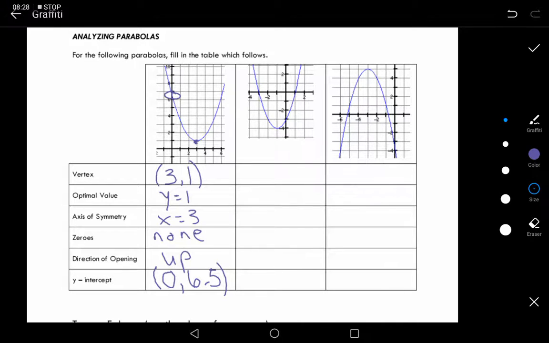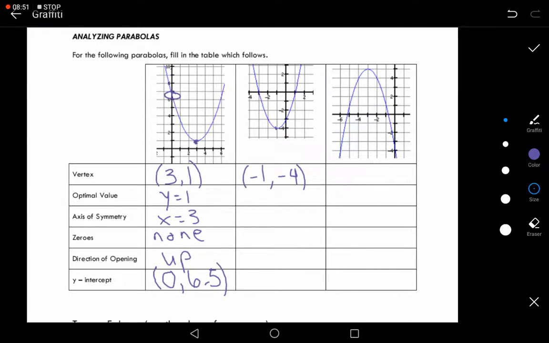So again, it's asking us for the vertex. So we're looking for the lowest or the highest point. Here, again, we have a lowest point, and that's going to be approximately here. So we look at our x-axis first. So that coordinate is -1. And our y-coordinate is -4.